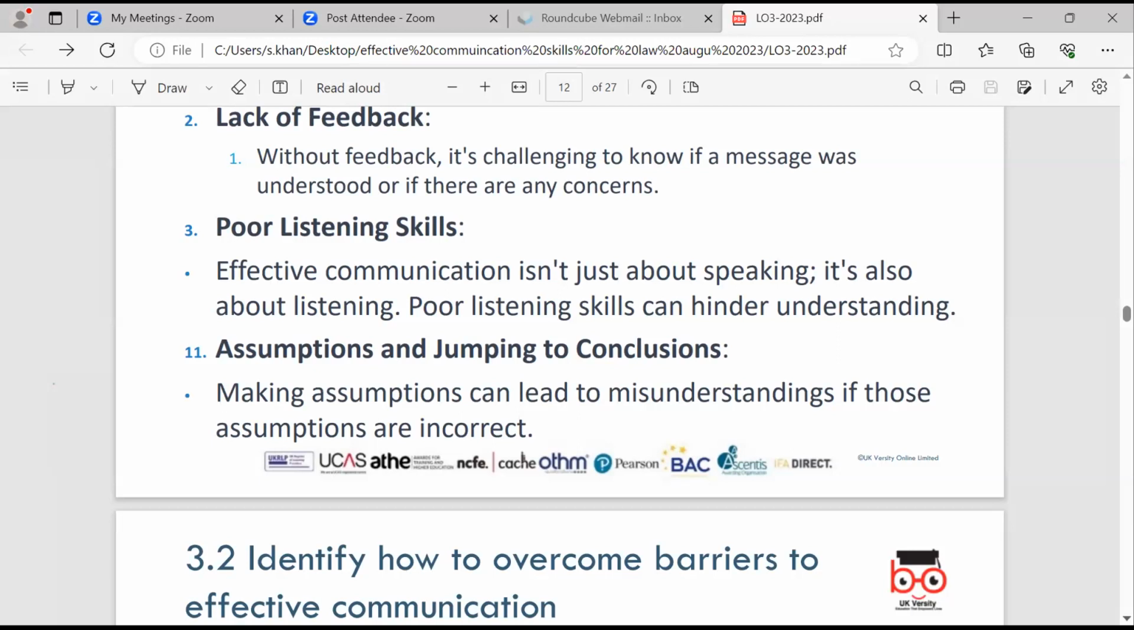Why do you think poor listening skills are so important? Why do you think poor listening skills will hinder your understanding? Why do you think it's good to listen?